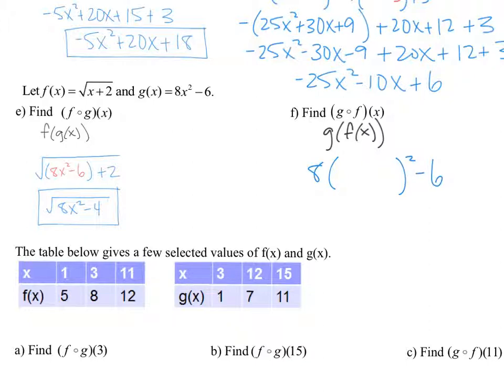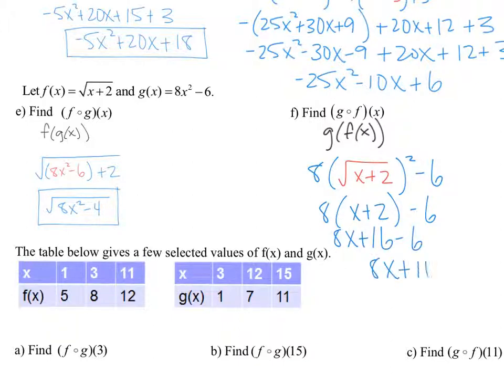And inside that big space is going to go the square root. So this is square root x plus 2. And we for sure can simplify some of this. The square and the square root cancel. So we just get x plus 2, and the 8 needs to distribute into it. That gives you 8x plus 16 minus 6, which gives you 8x plus 10 when you combine your like terms.